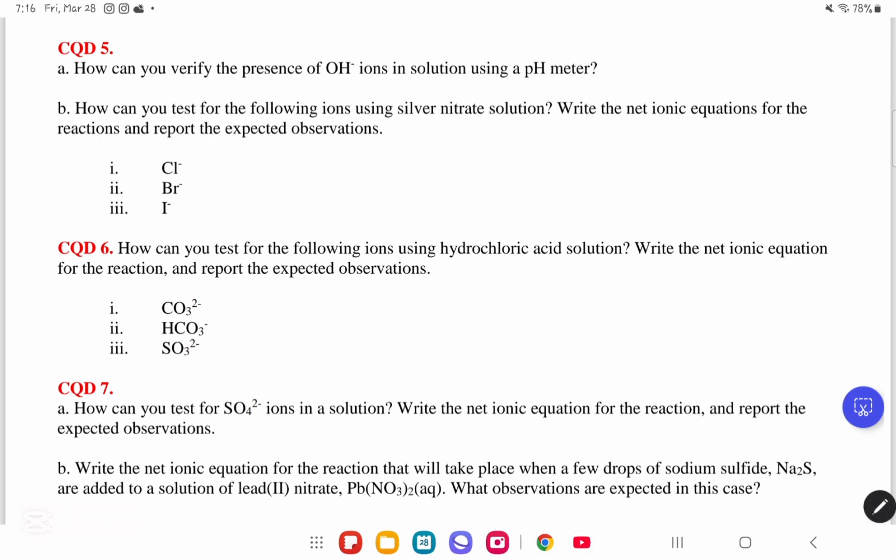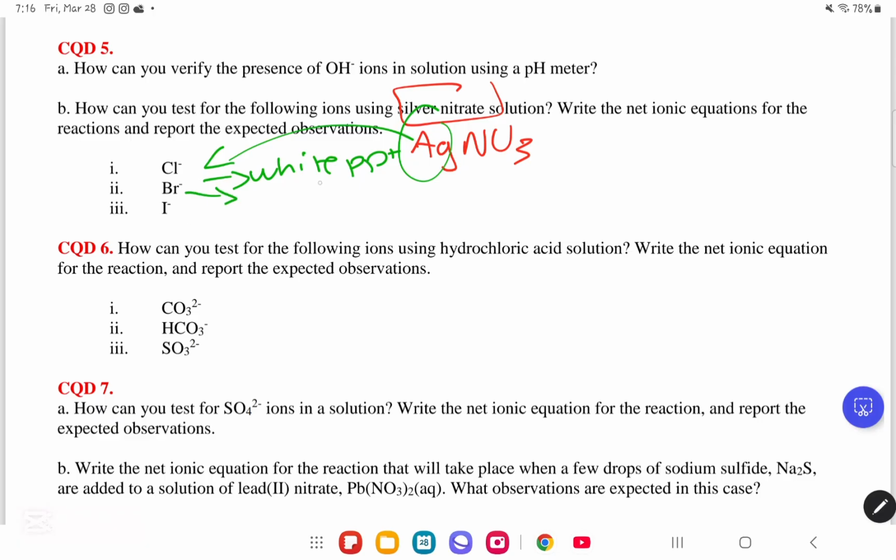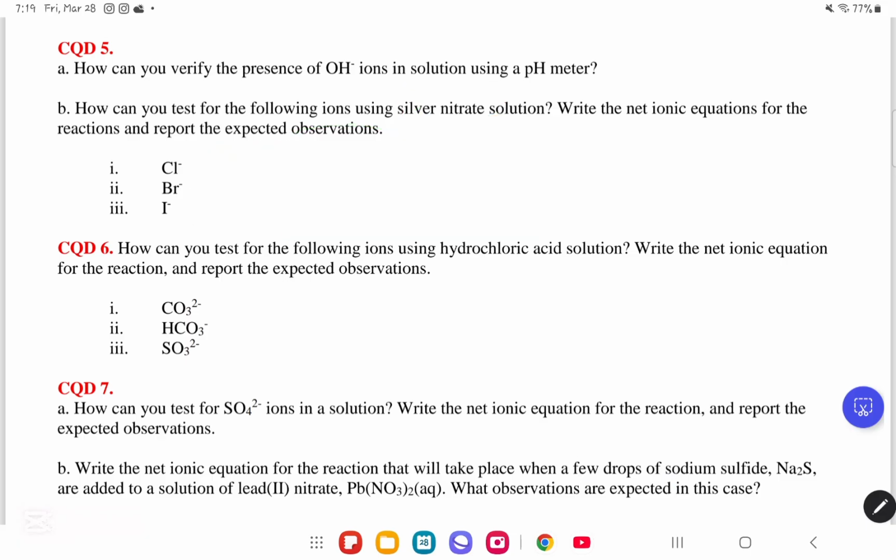Okay, part B. How can you test for the following ions using silver nitrate solution? We're using AgNO3. So the Ag will react with Cl- to form a white precipitate. Ag will react with Br- to produce a creamy precipitate, and the I- will react with the Ag to produce a yellow precipitate. So, anyways, we'll move on to CQD number 6.